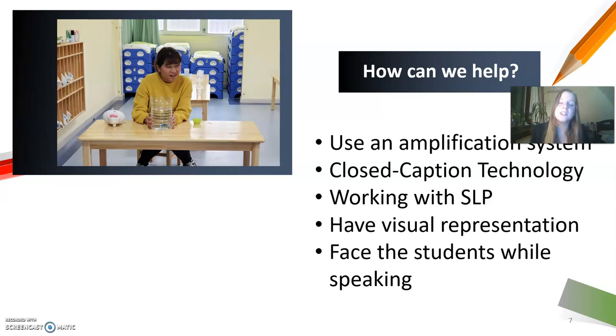You can use closed caption technology. Subtitles are incredible. You can work with their speech language pathologist. You can have visual representation, pictures on everything. I think that's the answer to everything. Pictures, videos, and text used all the time. That also helps with visual, kinesthetic, and audio learners.